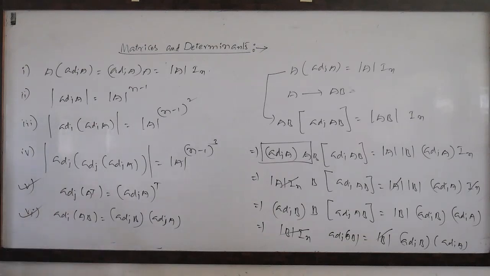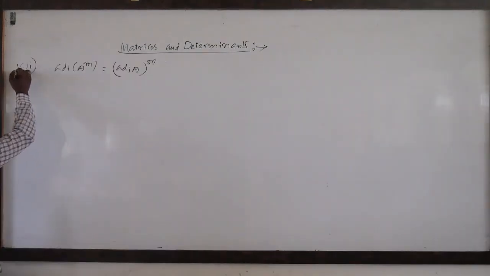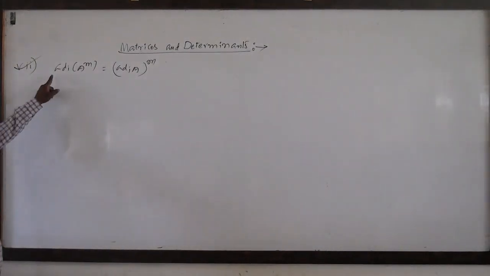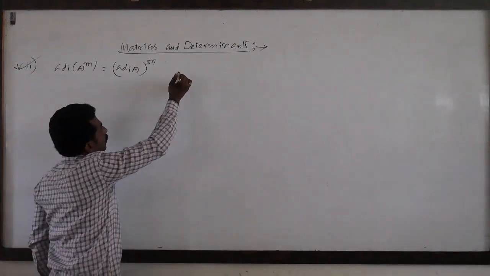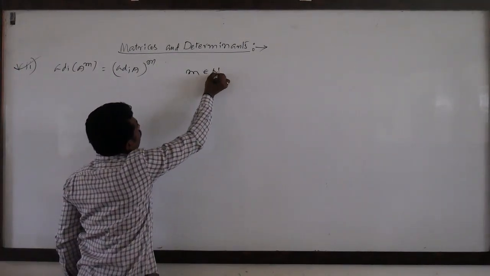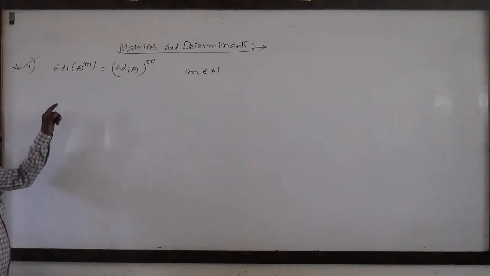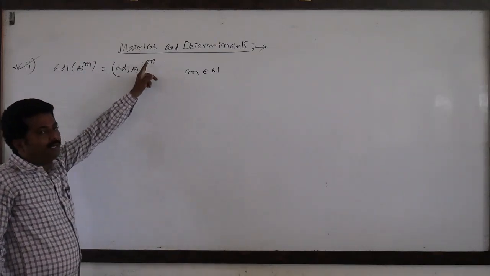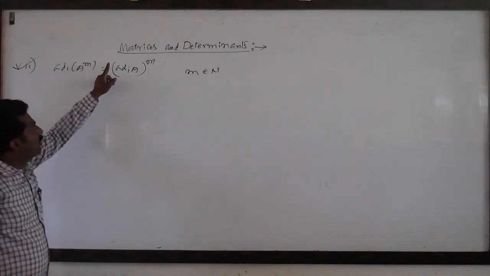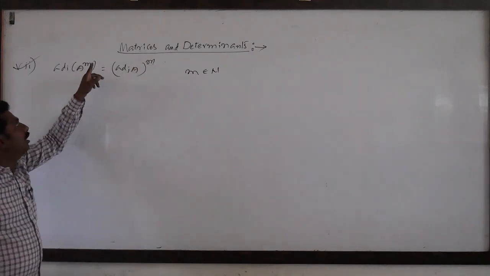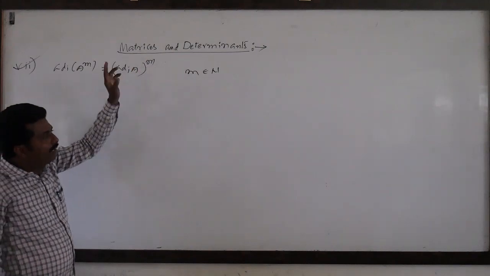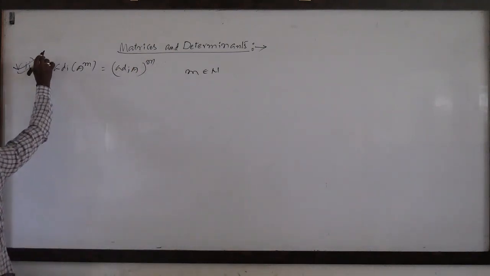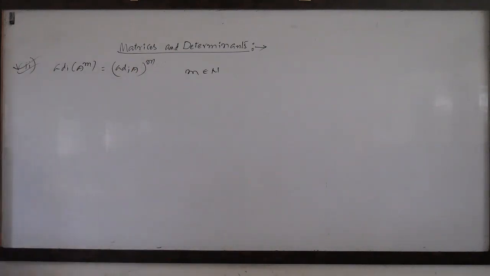So this is the next property. Next property: adjoint of A power m, where m is any natural number. Adjoint of A power m equal to adjoint of A whole power m. Suppose adjoint of A square is there, it is adjoint of A whole square. If A cube is there, adjoint of A whole cube. So this is a trivial concept only. Next property, adjoint of K A. This is most important.